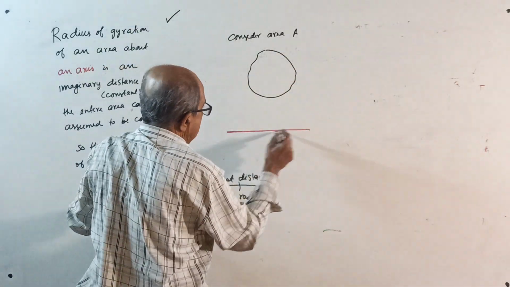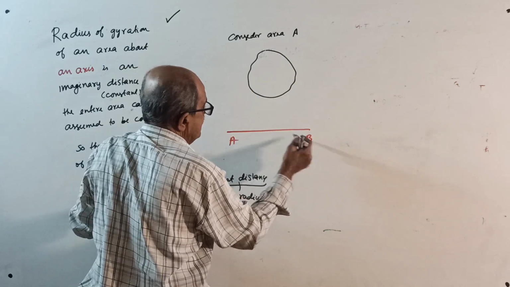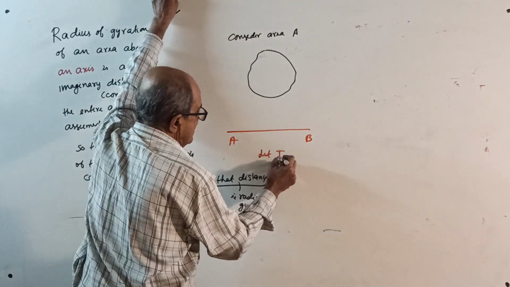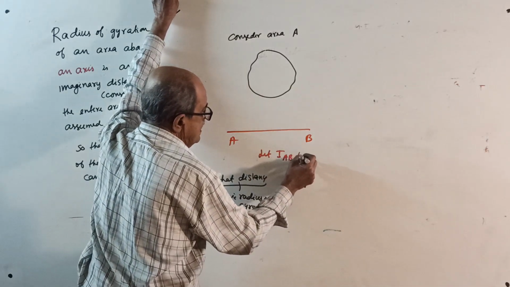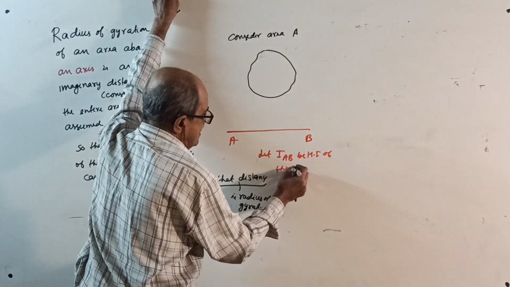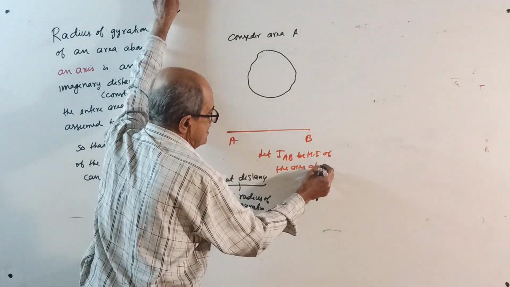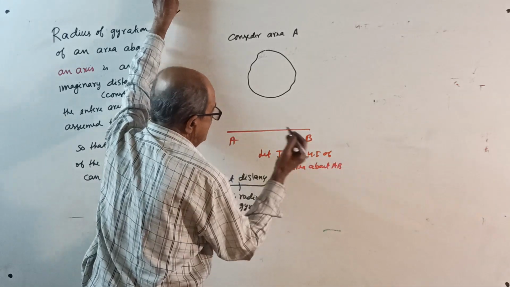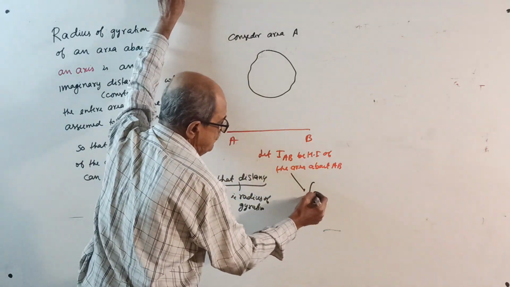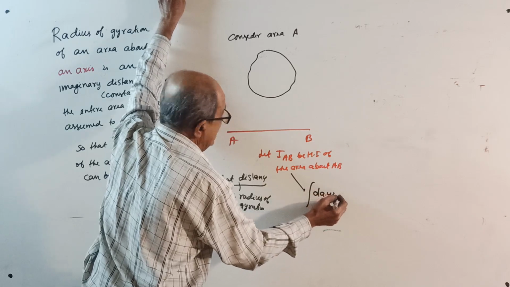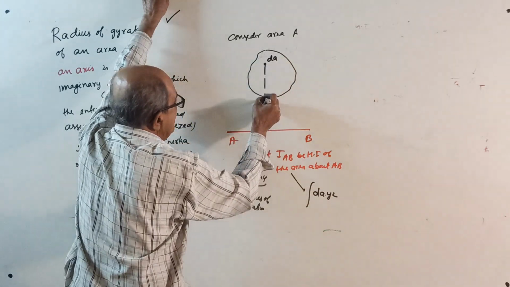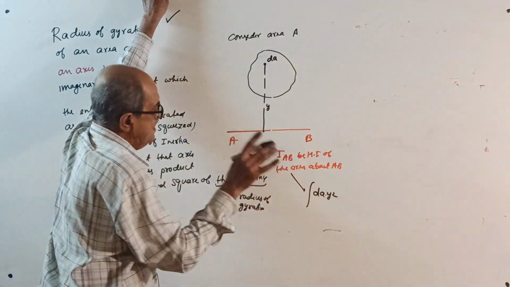Consider an axis AB. Now, let I_AB be the moment of inertia of the area about AB. That is equal to the integration of dA into y square. I won't waste time now writing everything the same way again, day by day. This is already there.